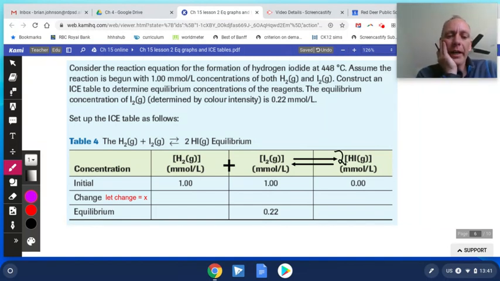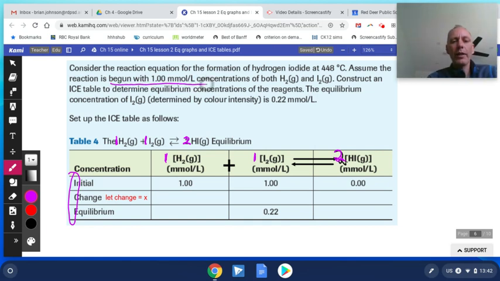Okay, so we're going back to our hydrogen iodide reaction. One hydrogen reacts with one iodine to make 2 hydrogen iodide. When I build ICE tables, I build them right underneath the chemical reaction. So 1 hydrogen, 1 iodine, 2 hydrogen iodide. We write down our ICE, and the question tells us that the reaction began with 1 millimole per liter of hydrogen and iodine. So I'm filling that in. That was the start. Initially, there was 1, and no product.